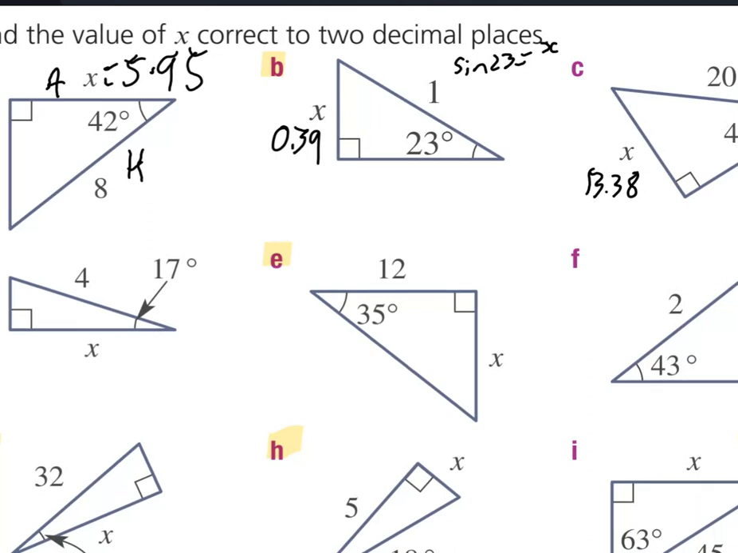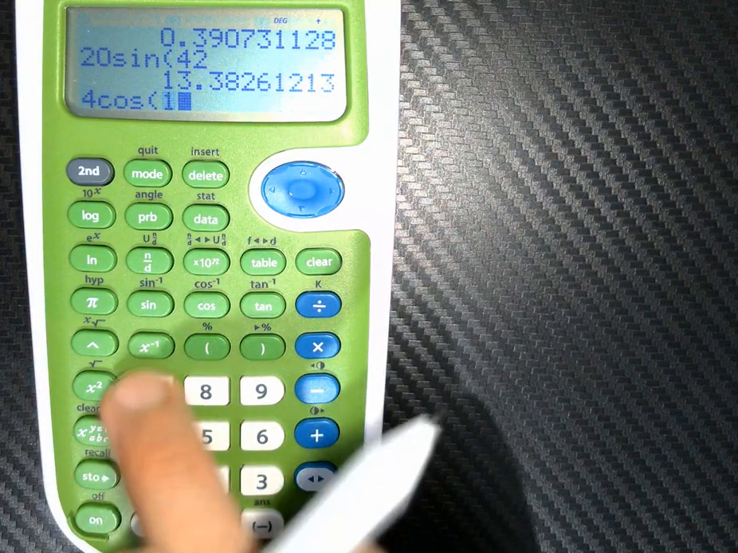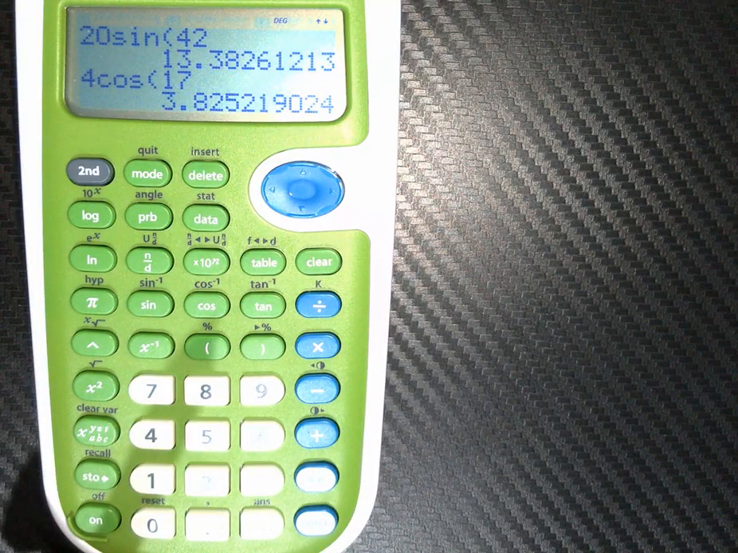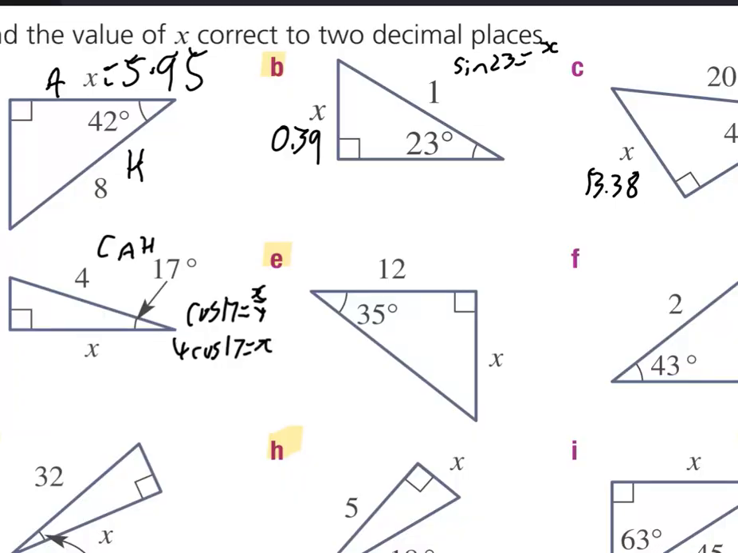Okay. Next one, D. So I've got my hypotenuse and I've got my adjacent. Adjacent and hypotenuse, I'm going to have to do cos. So cos 17 equals x on 4. You end up getting 4 cos 17, which will get you your x. 4 cos 17 is 3.83.